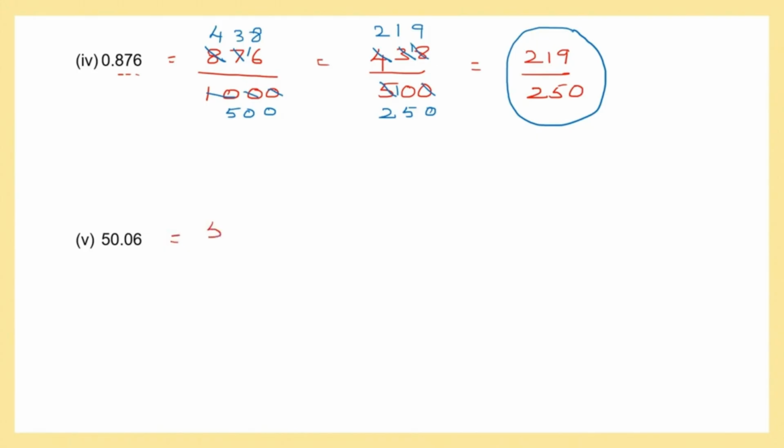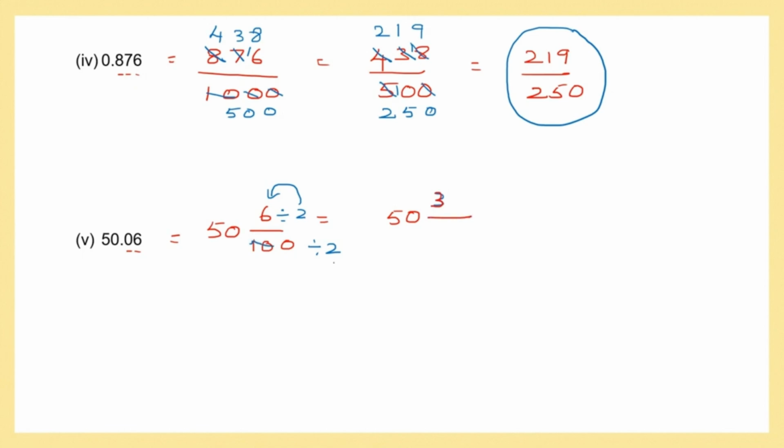50.06. So 50 is my whole number. Ignore the point. 6 by 1 followed by 1, 2 zeros, that's 100. So if I have to reduce it to the lowest term, I need to divide both by a common number. I can divide both by 2. 50 remains the same. Now 2 threes are 6. 2 threes are 6 here. And my denominator, 2 into what is 50?